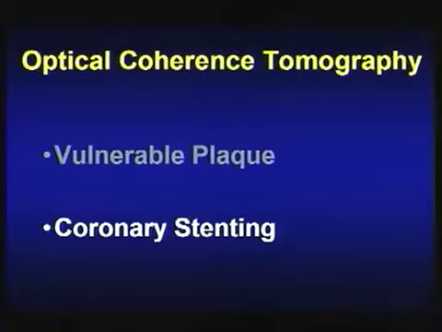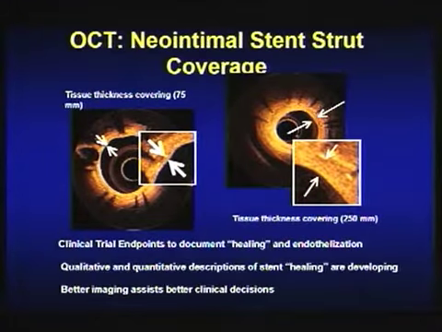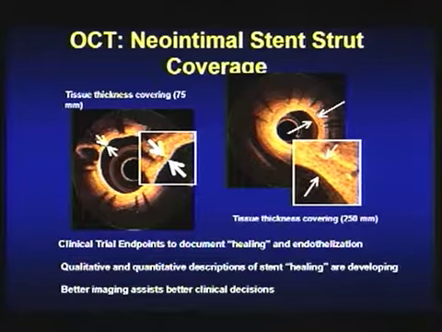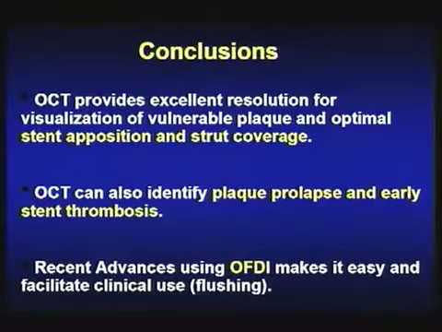What about coronary stenting? This is also a very important topic, because we know that stent thrombosis occurs because the stent did not endothelialize. Therefore, endothelialization and proper coverage of the struts is mandatory for safety in our patients, and we can tell this beautifully with the OCT, because you can see the neointima and the appropriate coverage of the struts of the stent. So we can conclude that OCT provides excellent resolution for visualization of vulnerable plaques and optimal stent apposition. It also identifies plaque prolapse and early stent thrombosis.